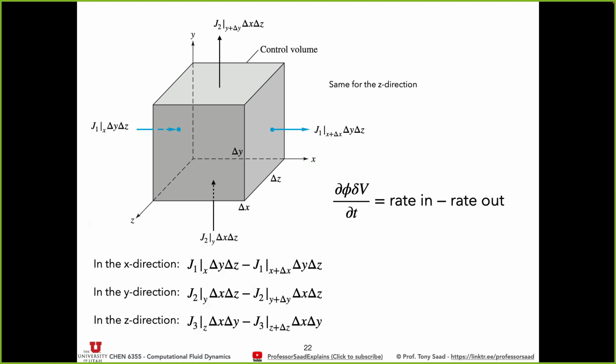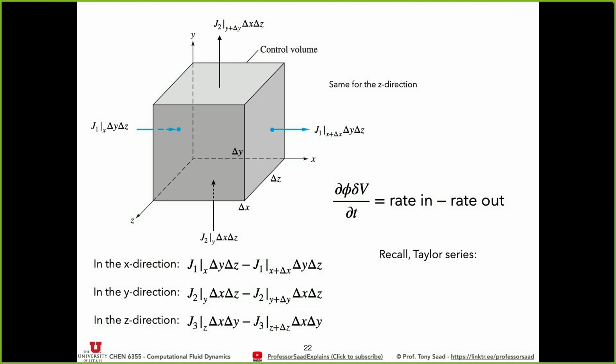Now, this way, I don't have to do one for advection, one for diffusion. Once we get the final equation, it will take me 2 slides to do advection and diffusion just by replacing terms. Now, my next step is to try to express J1 and J2 in terms of phi. Okay, so how do we do that?